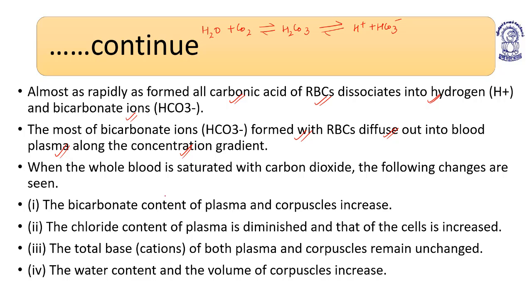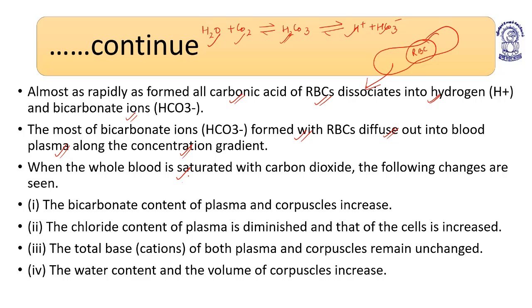Okay, so this is RBC. Suppose I make the picture. This is RBC. In RBC, H2O combines with CO2 to form H2CO3, which further forms H plus and HCO3 minus. This HCO3 minus comes out from RBC along the concentration gradient.